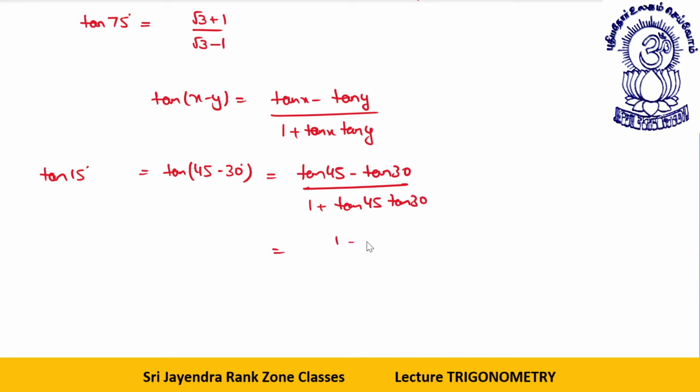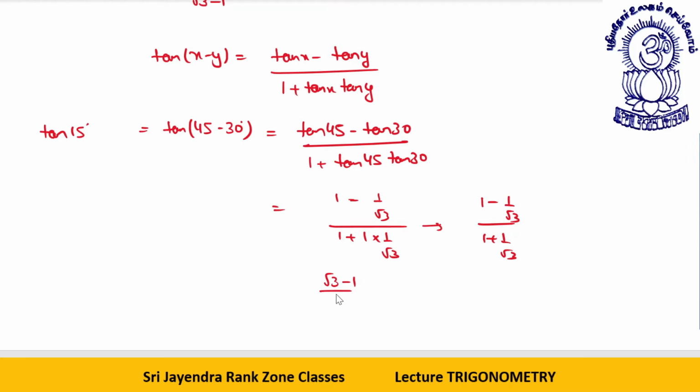Tan 45 is 1. Tan 30 is 1 by root 3. Upon 1 plus 1 into 1 by root 3. That is 1 minus 1 by root 3 upon 1 plus 1 by root 3. Or I can say root 3 minus 1 upon root 3, into root 3 plus 1 upon root 3. Root 3, this will be what? Root 3 minus 1 upon root 3 plus 1. This is the value of tan 15 degree. Done. Last thing.